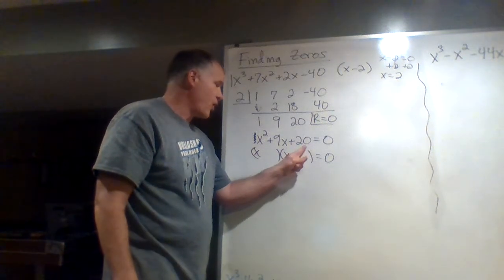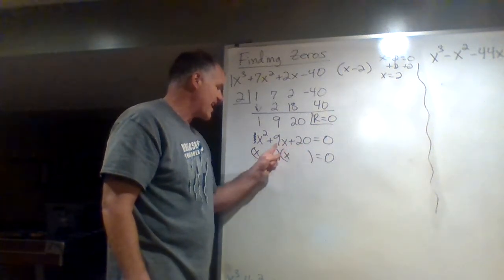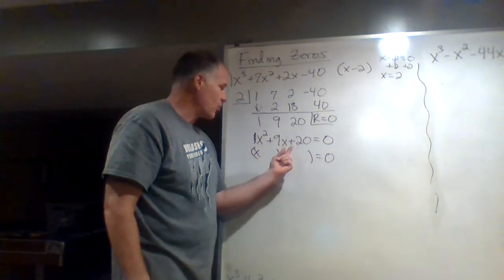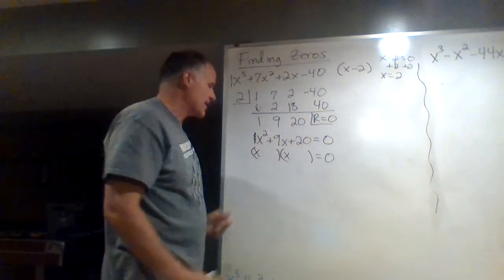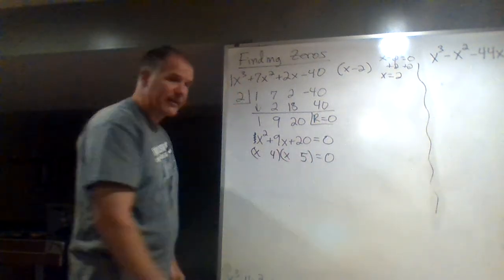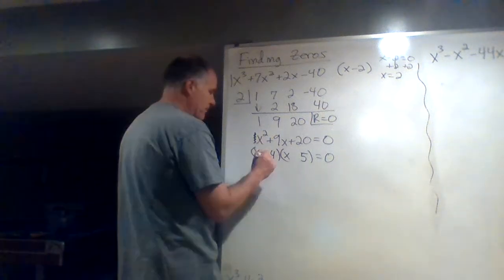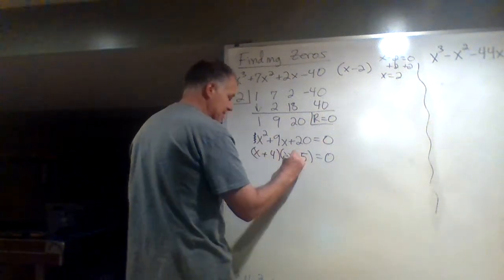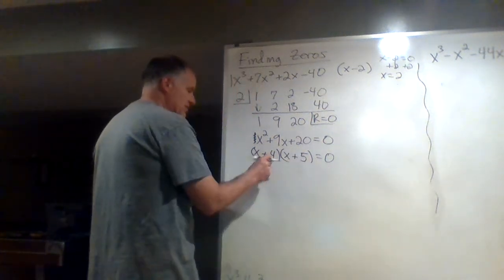Remember, the factors of 20, because it's a positive 20, that add up to 9. The factors of 20, what multiplies to make 20, that adds up to 9. And everybody should get that, 4 and 5, right? Now remember, I'm trying to add up to a positive 9, so both positive. So positive 4 and positive 5.